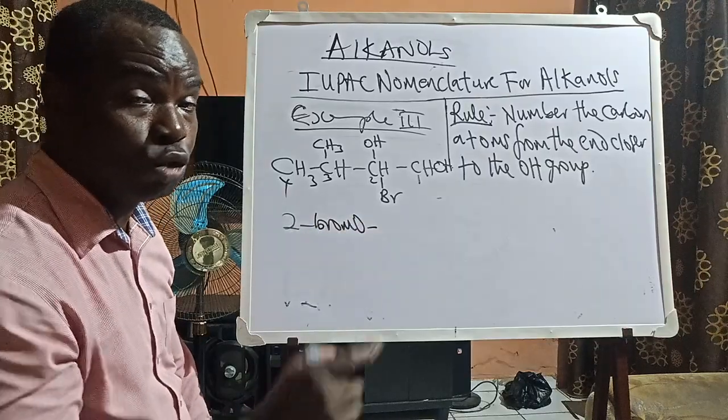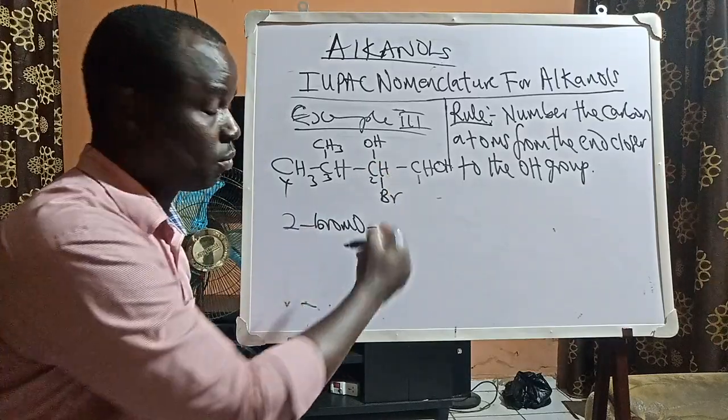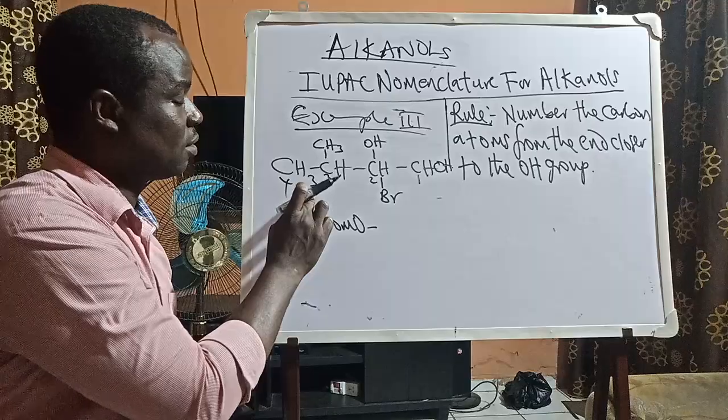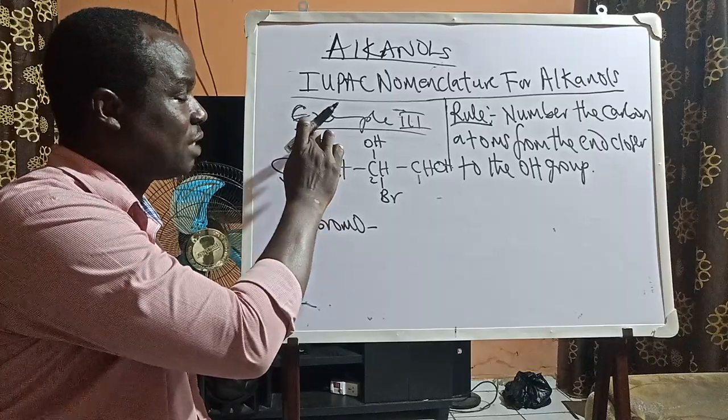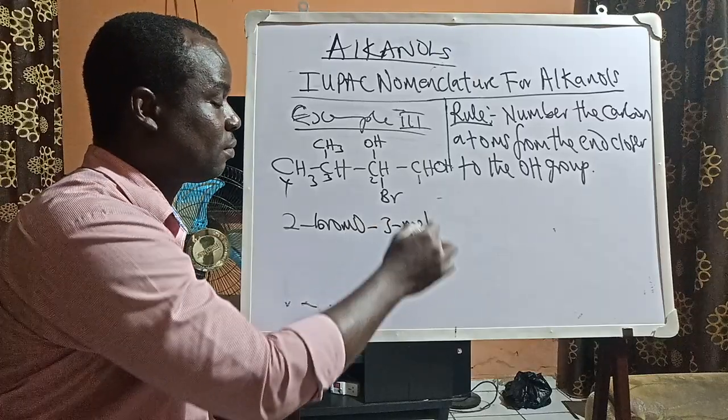Are we together? 2-bromo, because the bromo belongs to carbon number 2. Don't look at the hydrogen. Then I have 3-methyl. This is methyl, and it belongs to carbon number 3. So, 3-methyl.